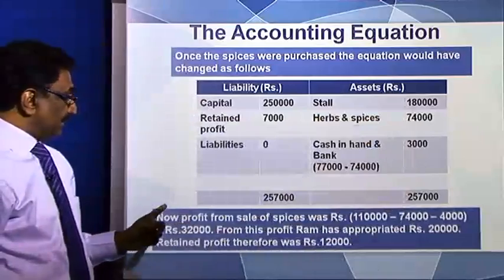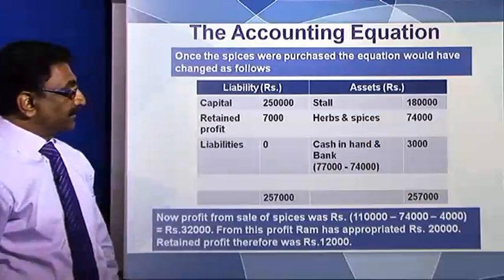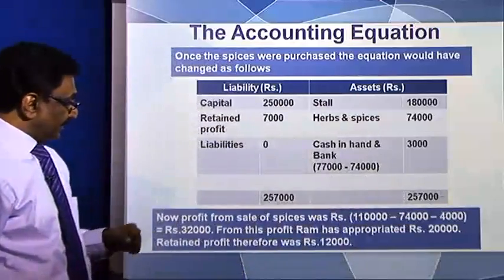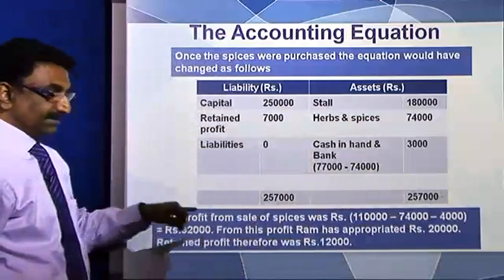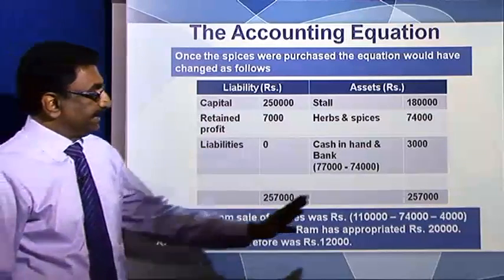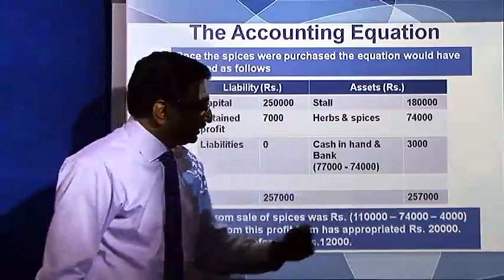When this happens, the profit from the sale is the sale minus the cost price of the herbs minus what he has to pay Manoj as wages. After that, the profit is 32,000 rupees. From this 32,000 rupees, he has taken out a drawing for personal use of 20,000 rupees.